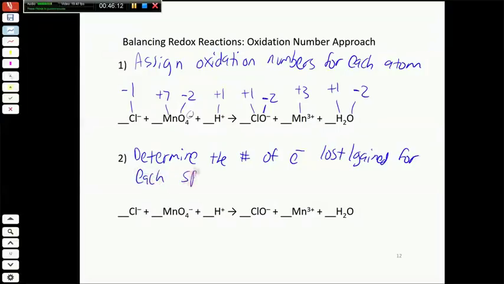For each species, and remember, when we're talking about losing and gaining electrons, we only need to focus on the species that have their oxidation number changing. If the oxidation number is the same on the reactants and product side, that species is not involved in the redox transformation. And so we just have to determine that for the species that change their oxidation numbers.